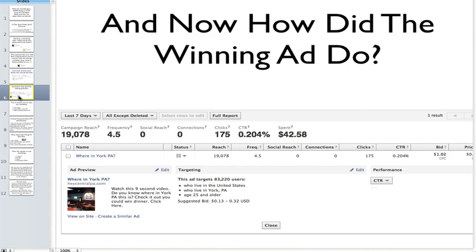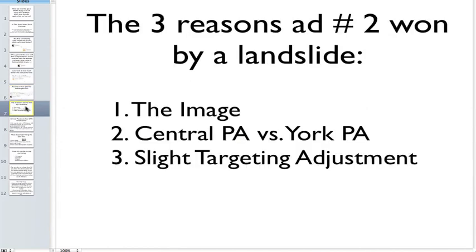Now, why did this one perform so much better than this one? There are 3 very specific reasons. You probably can guess some of them. In fact, I'll give you a second here to make some logical conclusions. All right, now let me tell you why. Number 1, the 3 reasons why.